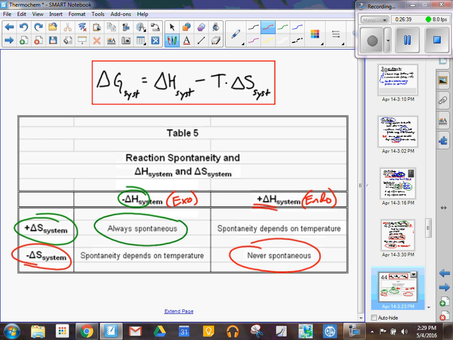It will not go forward unless you add a ton of energy to it. Lots of reactions that we imagine as being reversible are only reversible if you put a whole bunch of energy in, and that's the idea behind it: it would have a positive delta H, endothermic, and a negative delta S. You'd be ordering the system.